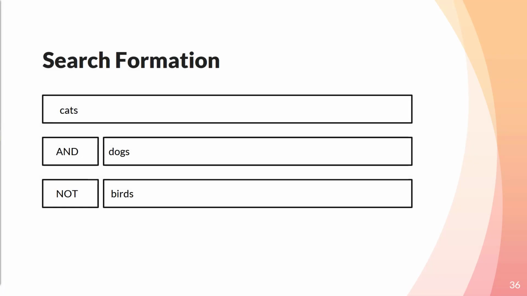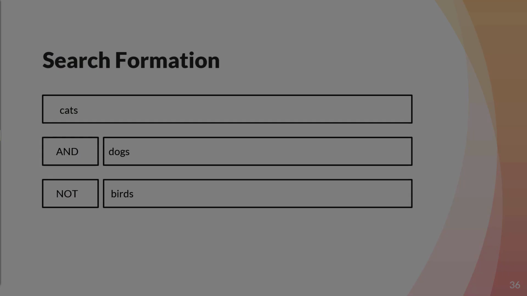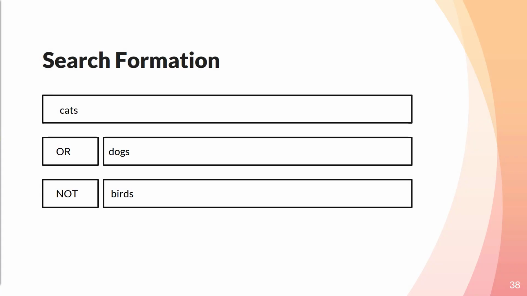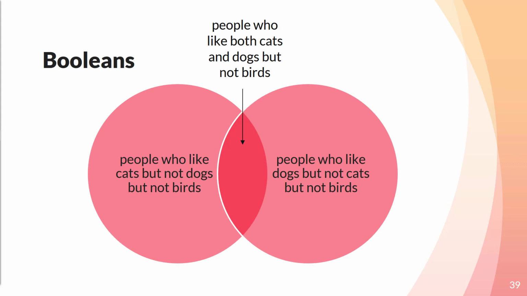Here, we're searching for people who like cats and dogs, but definitely not birds. We'll only find people in that middle section who like both cats and dogs, but not birds. Here we're looking for people who like cats, or who like dogs, or both, but definitely not birds. And here they are, everyone who falls into those circles, including the middle section. We continue to exclude people who like birds.